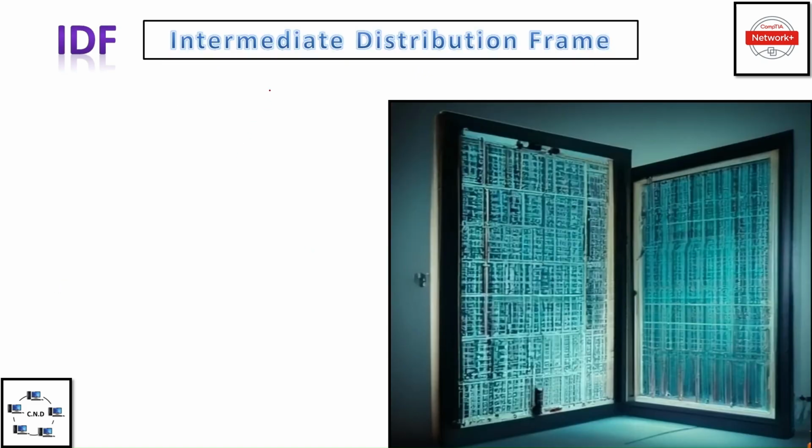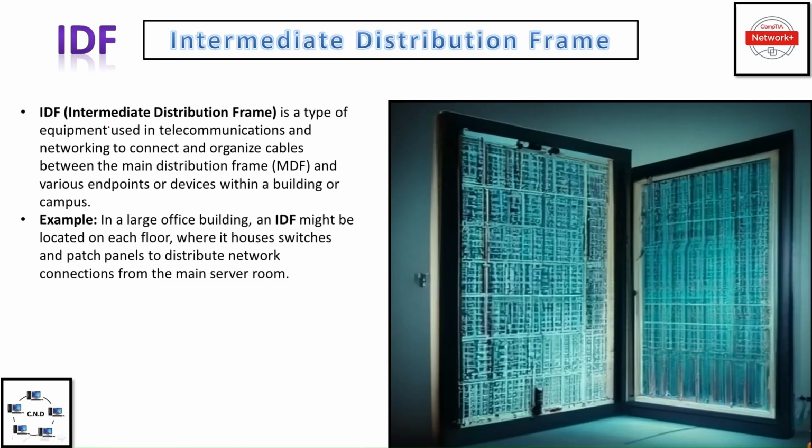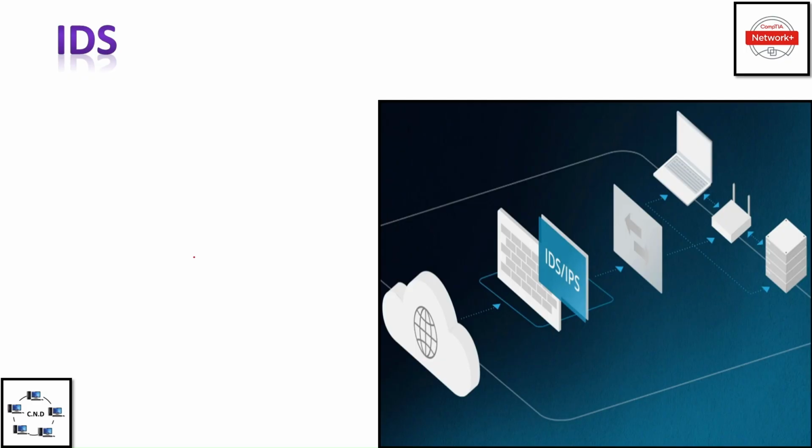IDF, that is intermediate distribution frame. IDF is a type of equipment used in telecommunication and networking to connect and organize cables between the main distribution frame, that is MDF, and various endpoints or devices within a building or campus. For example, in a large office building, an IDF might be located on each floor where it houses switches and patch panels to distribute network connections from the main server room.